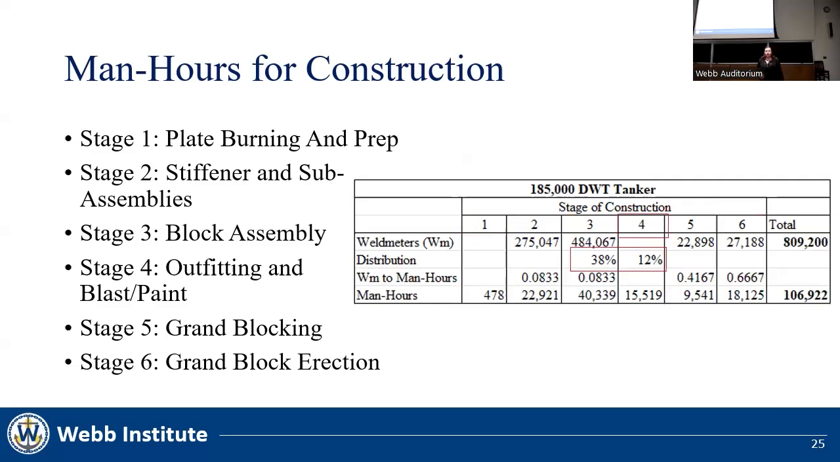For stage 4, this was a little more difficult because it includes both blast and paint and outfitting, which is a very variable part of a shipyard. I used a distribution of man hours given to me in that block breakdown, and using stage 3 as a base, I was able to determine an estimate of stage 4.